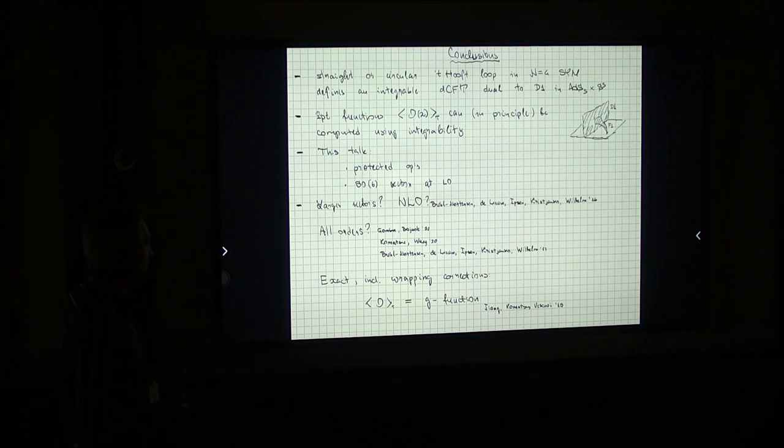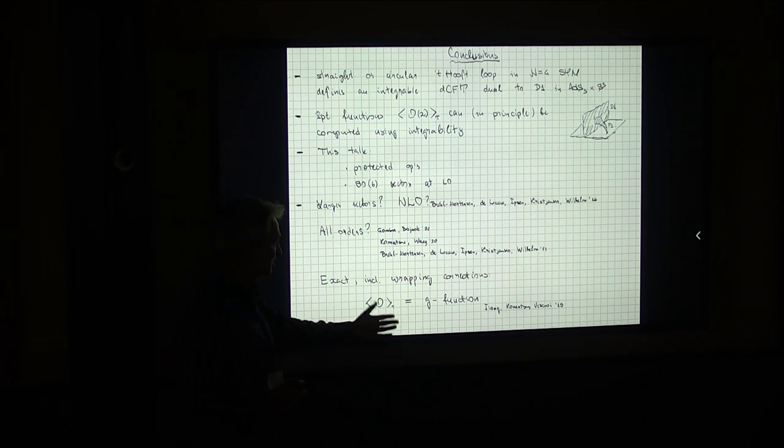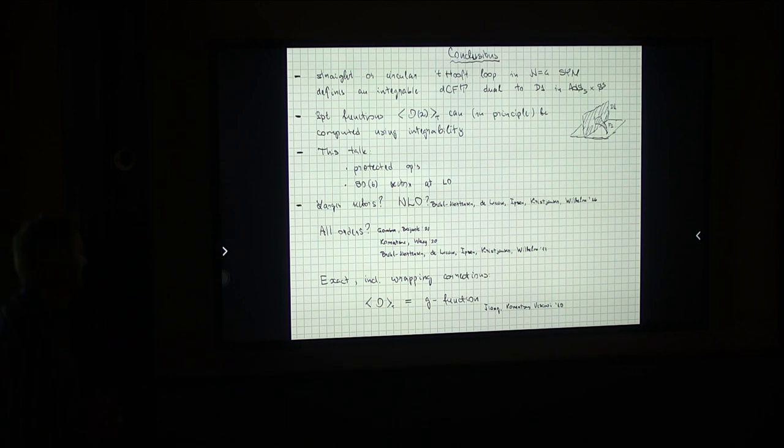Also, it would be interesting to study larger sectors. In principle, the common lore goes that the expectation value of an operator should be equal to a g-function, typically having a representation as some ratio of Fredholm determinants.